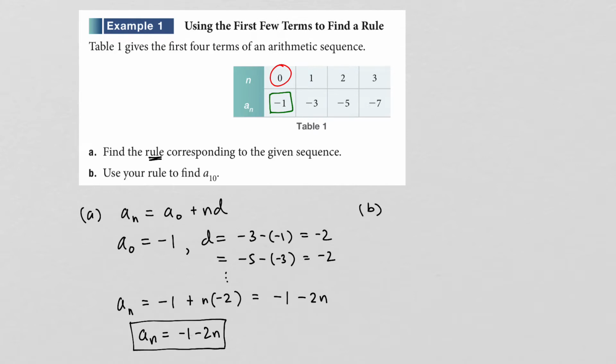For the second part of this problem, they say, use your rule to find a_10. So this is a much easier problem. To find a_10, all we have to do is take our rule here, and we're going to let n equal 10. So a_10 would be -1 minus 2 times 10. This is -1 minus 20, which is -21.